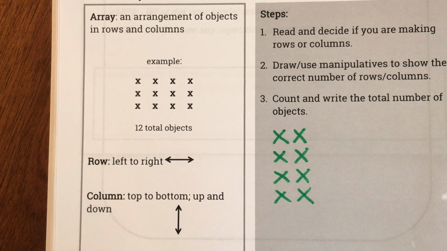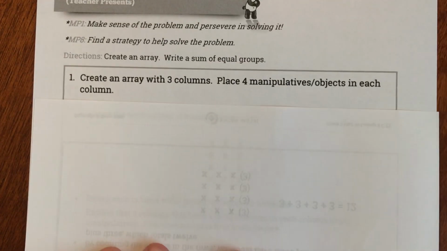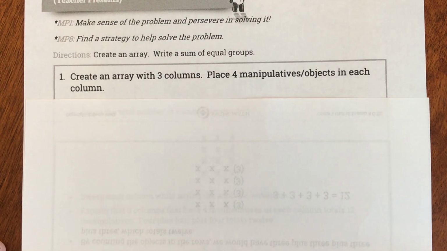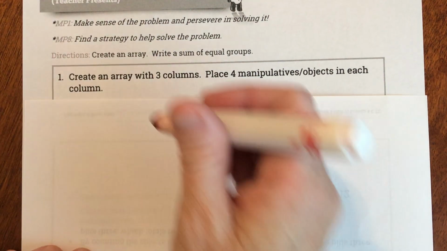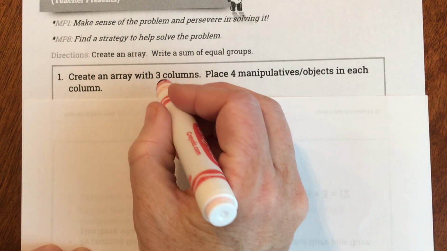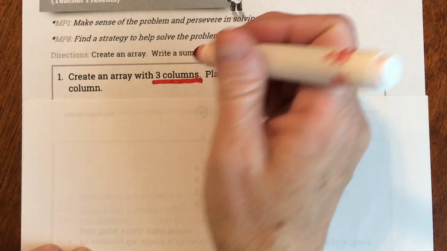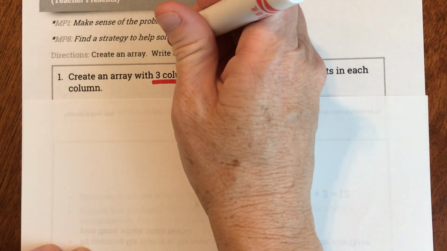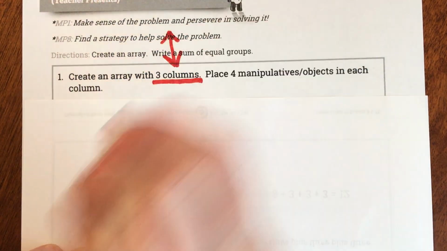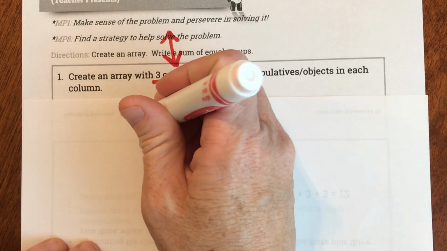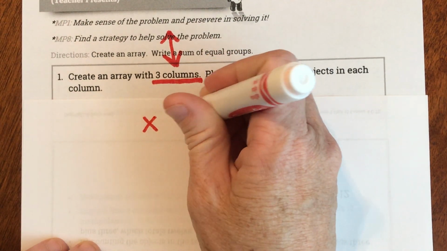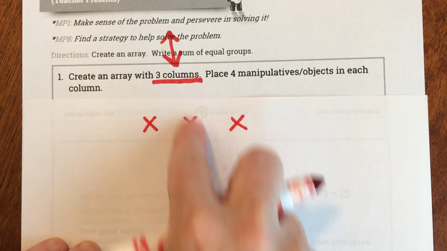Okay, so I'm going to put down my green pen and kind of show you what this is going to look like today. Okay, so my first problem says create an array with 3 columns. Okay. So my array means I'm going to organize something. They want 3 columns. Remember, I can look back at my notes if I need to, but columns are going to go up and down. Okay? So I know I have to have at least 3 columns.